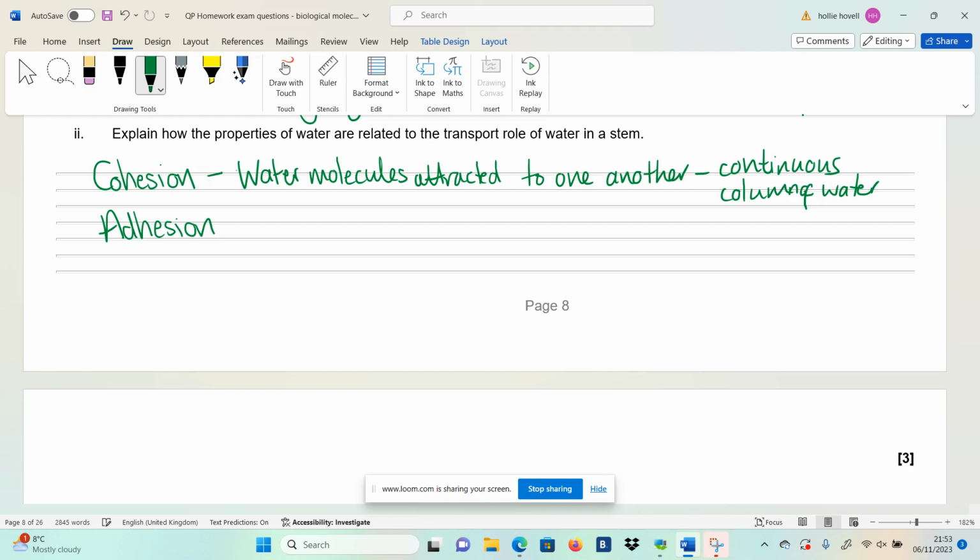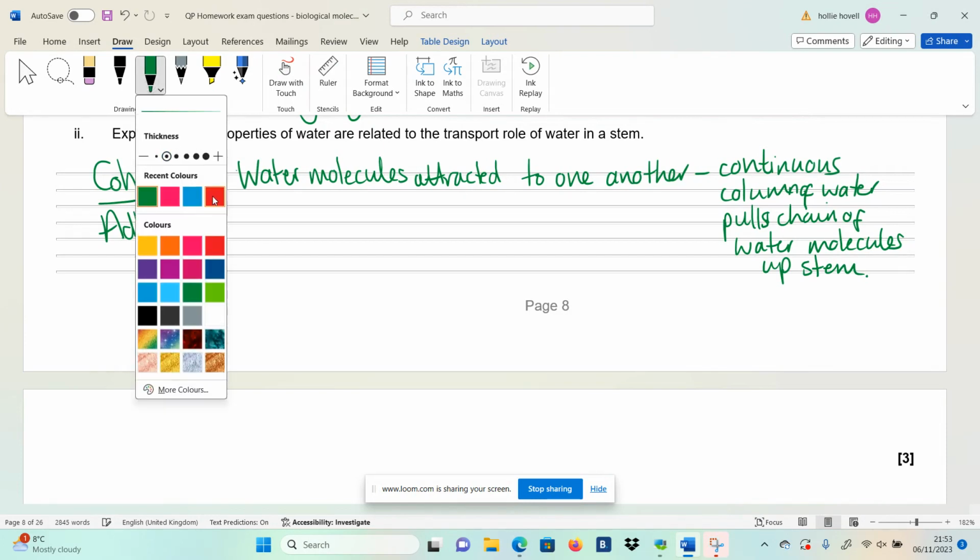Okay. Now the adhesion is slightly different. So let's just finish this. Sorry. Continuous column of water pulls the chain of water molecules up the stem. Okay, so that's cohesion. Let's just change colour for adhesion.